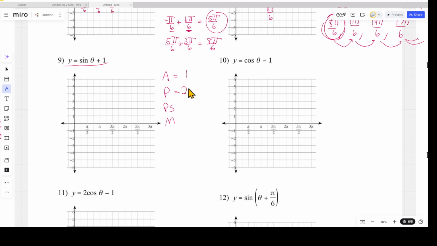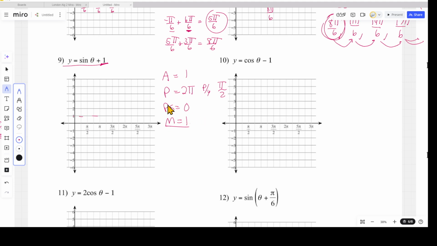Period is 2 pi. Quarter period, pi over 2. Phase shift 0, and it's our first time having a midline 1. And technically the midline is y equals 1, which is a horizontal line. So if the teacher actually asks what the midline is, you don't say m equals 1. You would have to give this as an answer. But for me, I'm just going to say m equals 1.